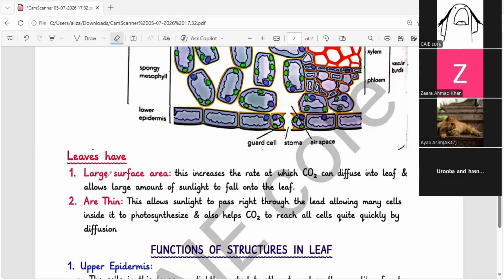Okay, so the two uses of a large surface area in the leaf that you must memorize and keep in your mind is that it increases the rate at which carbon dioxide can diffuse. And if you have studied the diffusion chapter, you will be knowing that one of the factors that increases the rate of diffusion is a large surface area. All right, the factor that increases the rate of diffusion is a large surface area.